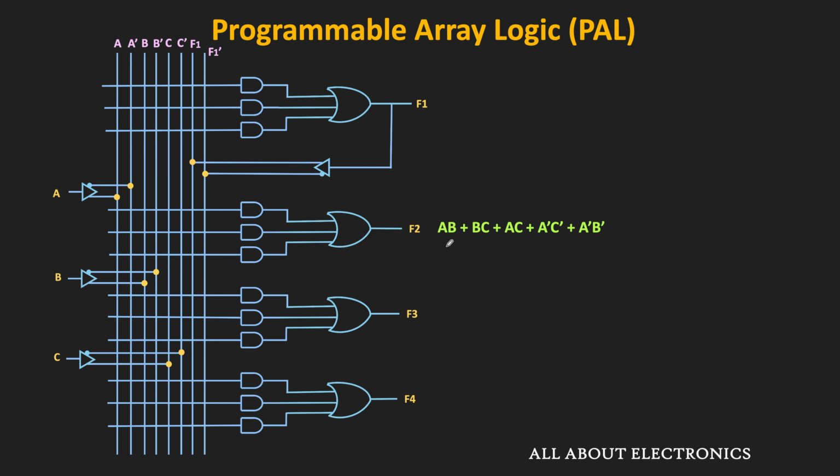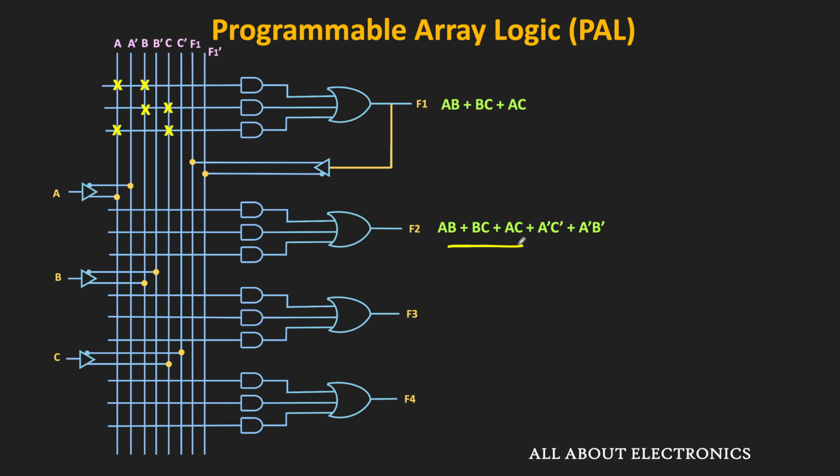So what can we do? We can implement the 3 product terms, that is AB plus BC plus AC, using the first OR gate. Because as you can see, the output of the first OR gate is connected back to the input side. That means in the remaining 3 OR gates, if required, we can use this output as an input for these AND gates.